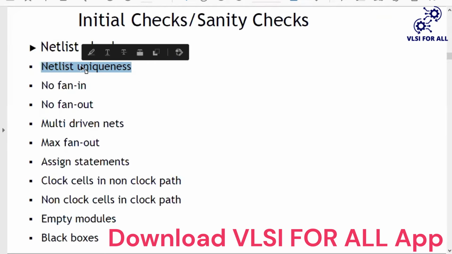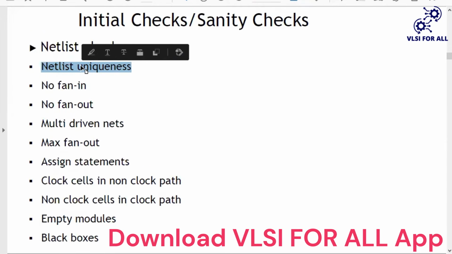violation category. Okay, for example, I have mentioned unequalizations, no fan out, no fan in, multi-driven nets, max fan out, whether they are there or not. Whatever assign statement, if you are assigning any specified connection in our design, it will be displayed in the netlist levels. And also clock cells. In the clock cells, non-clock path: that cell will be a clock cell only, but if the clock path is not there, it will display an error.